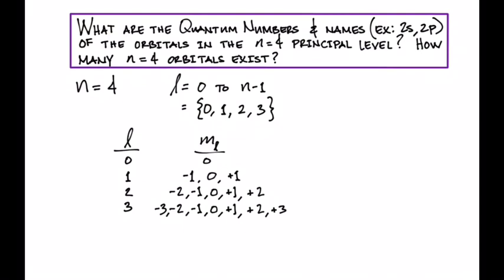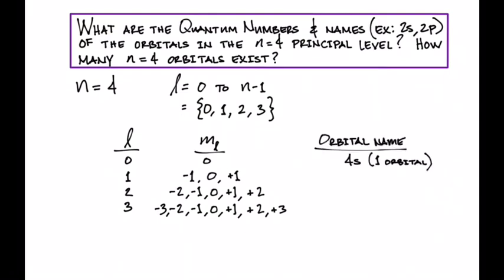What about the names of the orbitals? If you have L equals 0, then that represents the s orbital, or the s sublevel.